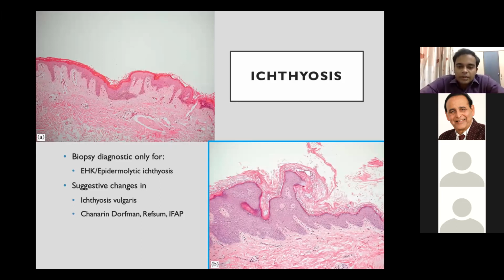And then there are certain other rarer disorders like Chanarin-Dorfman or Refsum's disease, where you can see lipid droplets in the basal layer or the spinous layer. So these are some of the rare disorders.